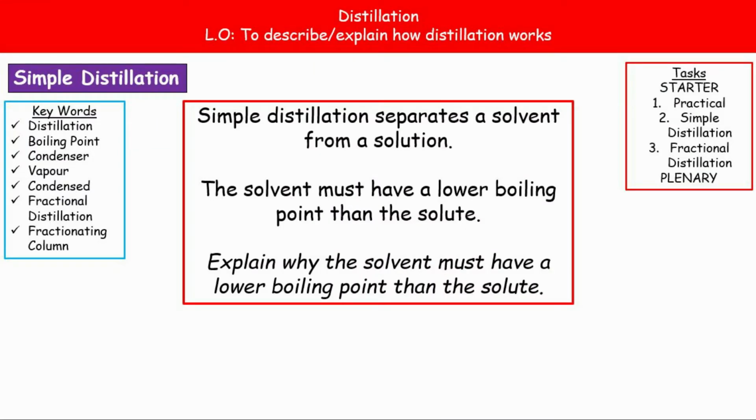When it comes to thinking about when we're going to use simple distillation, then what we're going to do is we'll use this to separate a solvent from a solution. And the key thing about this is that the solvent must have a lower boiling point than the solute, so the solid that's dissolved in it. So write down those first two sentences and then see if you can have a go at answering the question at the bottom there. Explain why the solvent must have a lower boiling point than the solute. So I'm going to give you about 3 minutes to get those bits done.